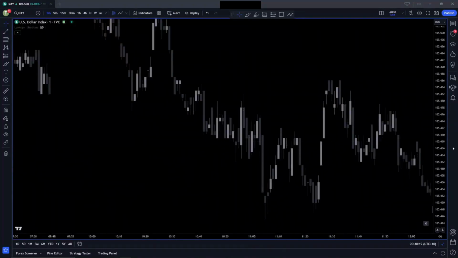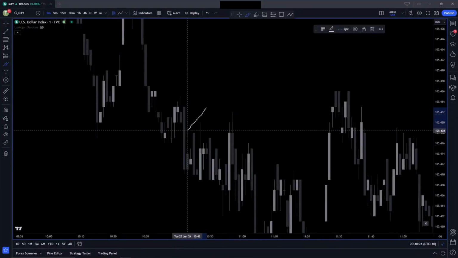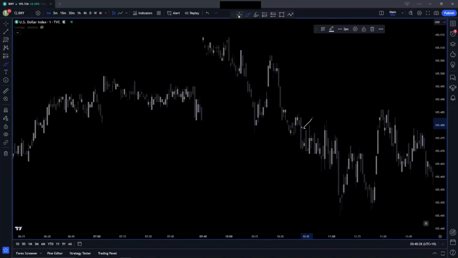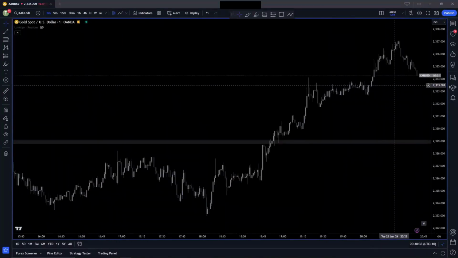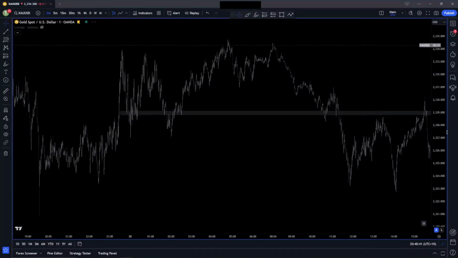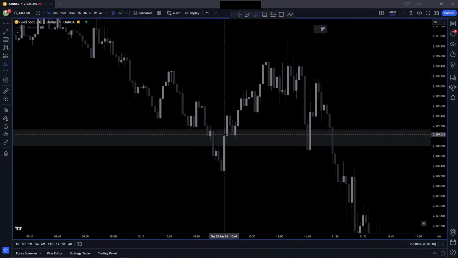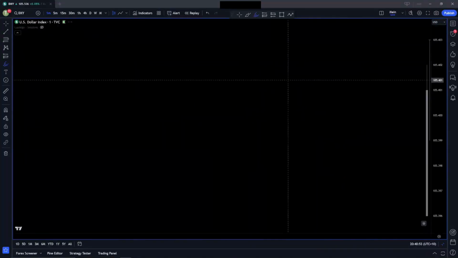Okay. This was at 1042. You see this move down here? 1042. Yeah. So this push down on DXY, this bearish candle here. I was taking a buy around here. Just took a buy here with that bearish candle.